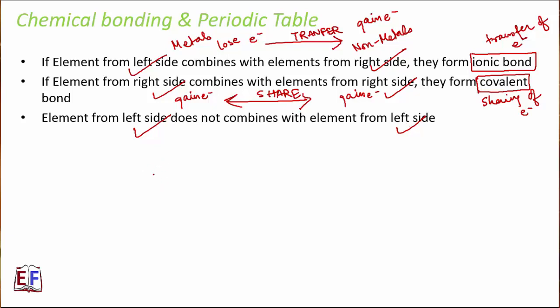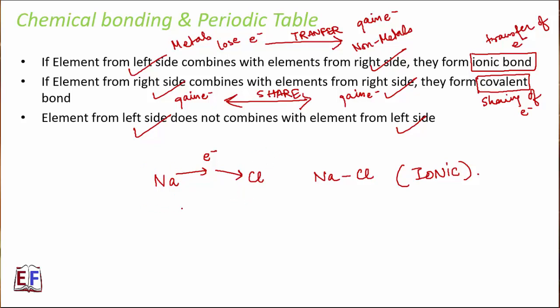We can take examples. Let us take examples of sodium and chlorine. So sodium loses one electron and chlorine accepts that one electron. So what is the type of bond between sodium and chlorine? Obviously, this is ionic bond. So we see that a metal which is on the left side of the periodic table combines with a non-metal which is on the right side.